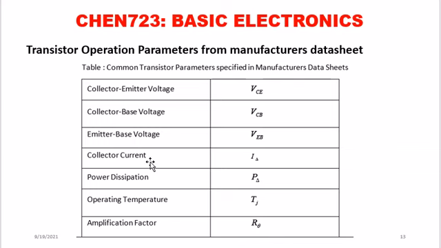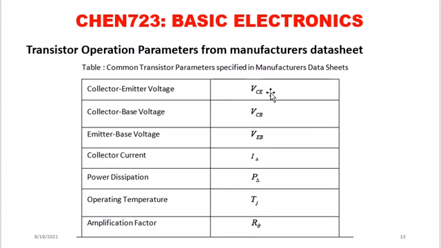Operating temperature, the maximum temperature that our transistor can tolerate, is given. An amplification factor, that is the ratio of the output to input, is also given, and this will help you to make decision on which one you are going to choose. And of course, when you are designing a circuit using that transistor, you know all these parameters. It will help you in doing your calculations.